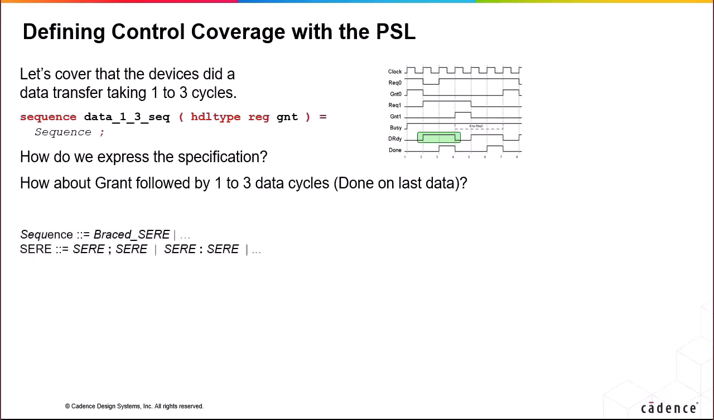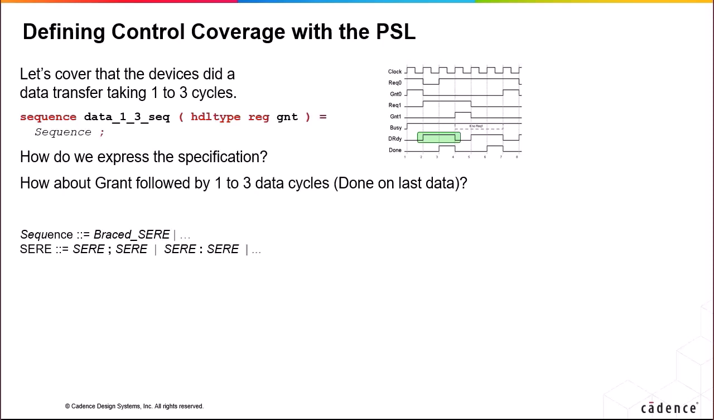You have previously seen that one form of sequence is a braced sequential extended regular expression, and that one form of sequential extended regular expression is concatenation of 2 sequential extended regular expressions. Concatenation means that the left sequential extended regular expression operand completes, and in the next cycle, the right sequential extended regular expression operand commences. We want to express that the done signal is high on the last data cycle.